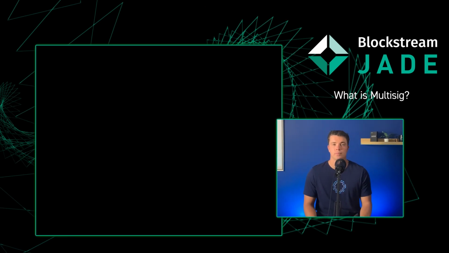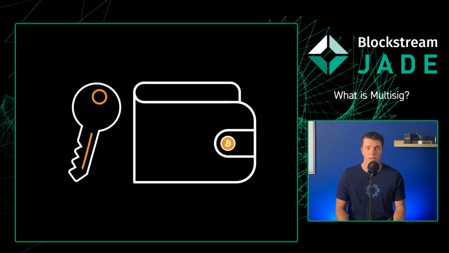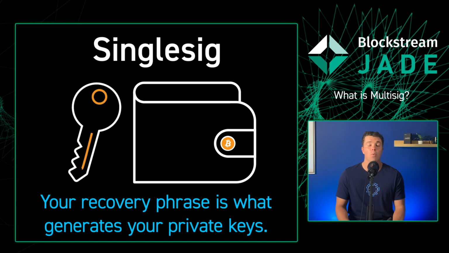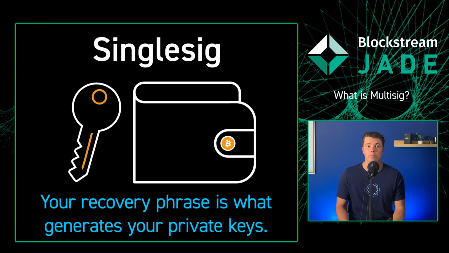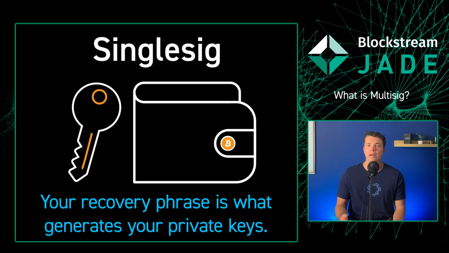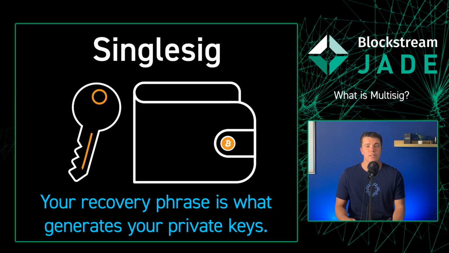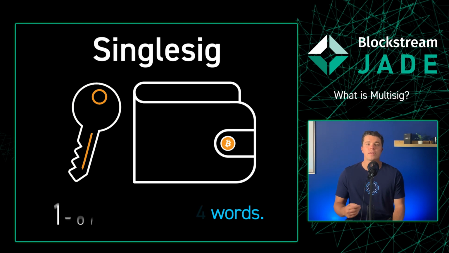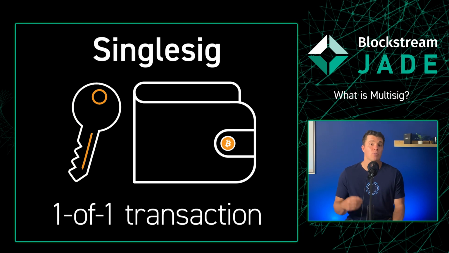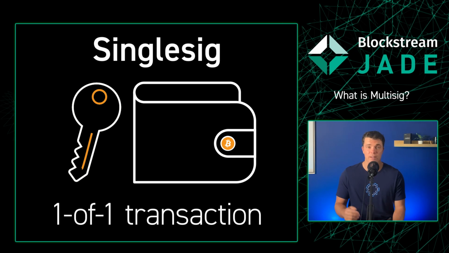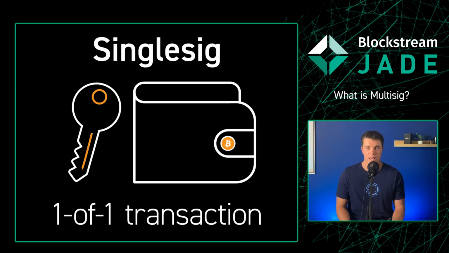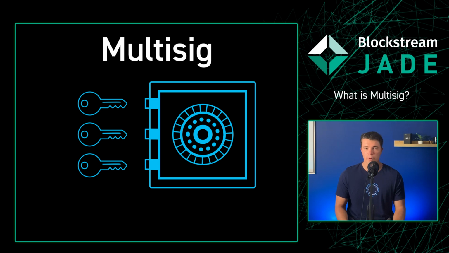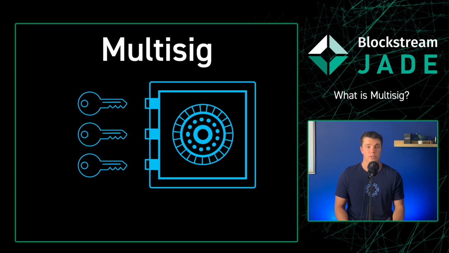In a traditional single-key Bitcoin wallet, also known as single sig, you have one private key that corresponds to one public key, which is linked to a unique Bitcoin address. When you send Bitcoin from this address, you need to sign the transaction using your private key to prove your ownership of the funds. This is a one-of-one transaction because only one signature from a single private key is required to authorize the transaction. In contrast, a multisig wallet utilizes multiple private keys corresponding to a single address.